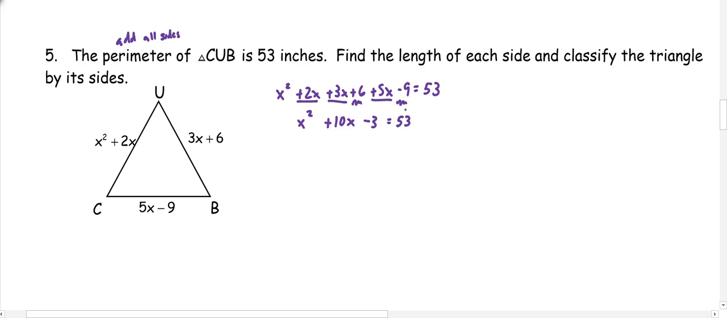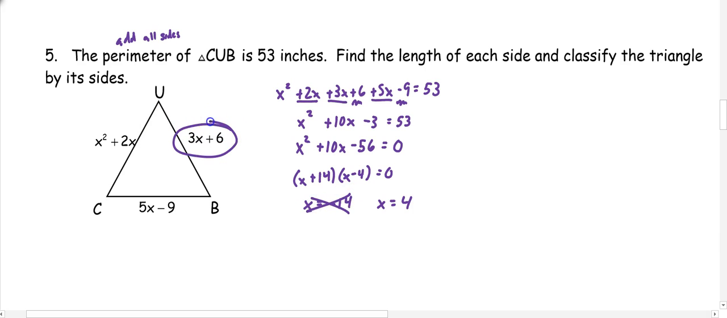So in order to factor, I need to move everything to the x squared side. So I'm going to subtract 53 from both sides. So I get x squared plus 10x minus 56 equals 0. So I need two numbers that multiply to 56 and add to 10. So I'm going to have x plus 14 and x minus 4 equals 0. So when I solve, I get x is negative 14 and x is 4. Now in this case, negative 14 doesn't work because it would make this side length a negative, and we can't have negative side lengths. So I'm going to use the 4 to find all of my side lengths.